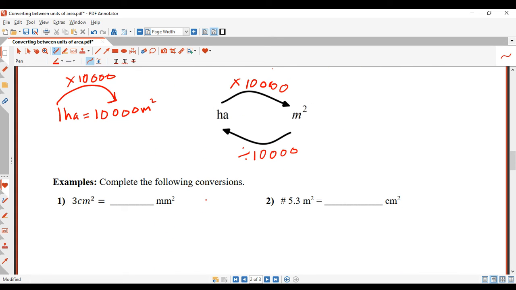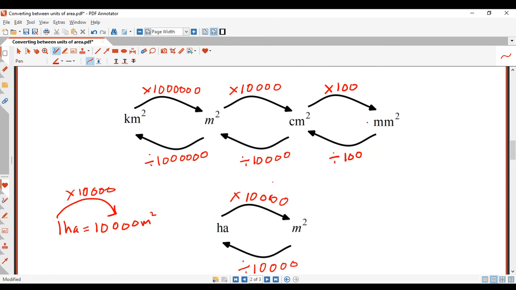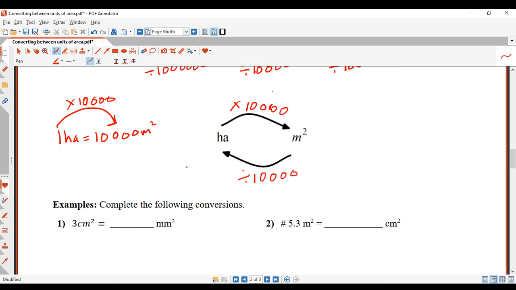Okay, first question, 3 centimetres squared to millimetres squared. So going from centimetres squared to millimetres squared. If you look at our diagram, follow the arrows. Centimetres squared to millimetres squared, I'm timesing by 100. So I've got to times 3 by 100, right? And that gives me 300. So that's my answer, 300 millimetres squared.